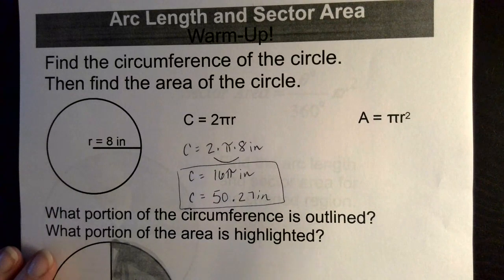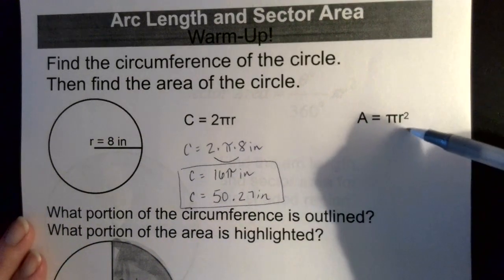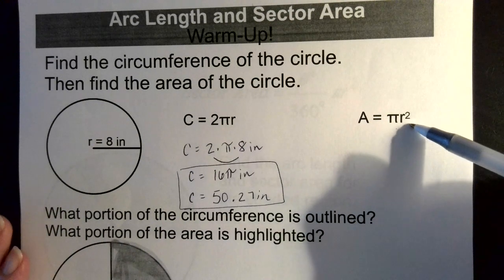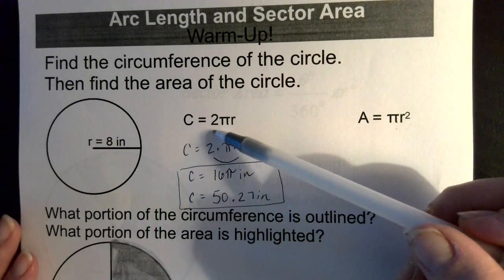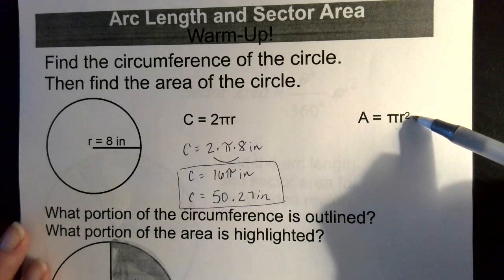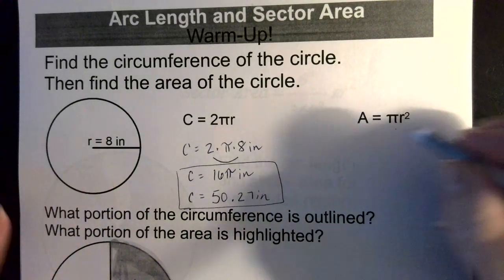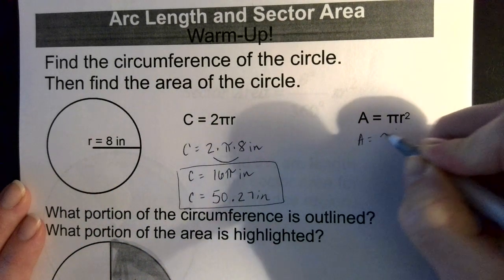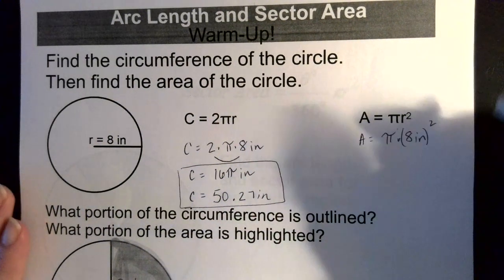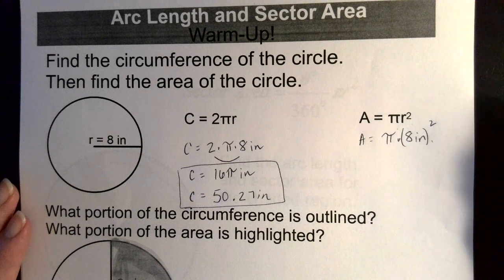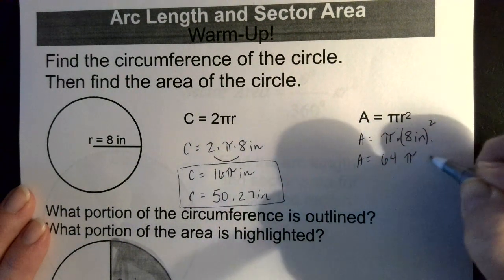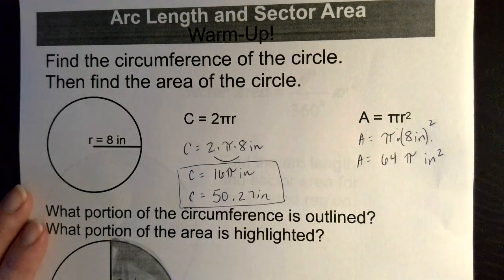For the area, my area is equal to pi times the radius squared. So be careful. Both of these equations have pi and r and a 2. For the circumference, the 2 is multiplied, and for the area, the radius is squared. So same picture. My area is going to be equal to pi times 8 inches squared. Area will always have a squared unit. So this ends up being 64 pi inches squared.